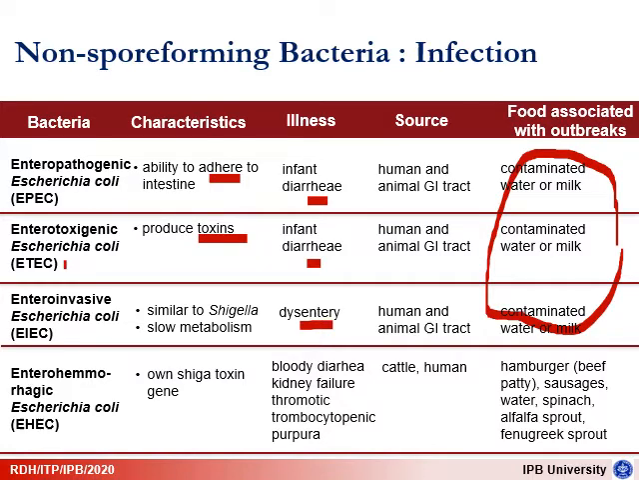This group of E. coli is called enterohemorrhagic E. coli or EHEC. EHEC owns the Shiga toxin gene, and they can cause severe illnesses such as bloody diarrhea, kidney failure, and thrombotic thrombocytopenic purpura. The source of bacteria is humans and also cattle, and the outbreaks related to EHEC have been linked to hamburger, sausages, up to sprouts.